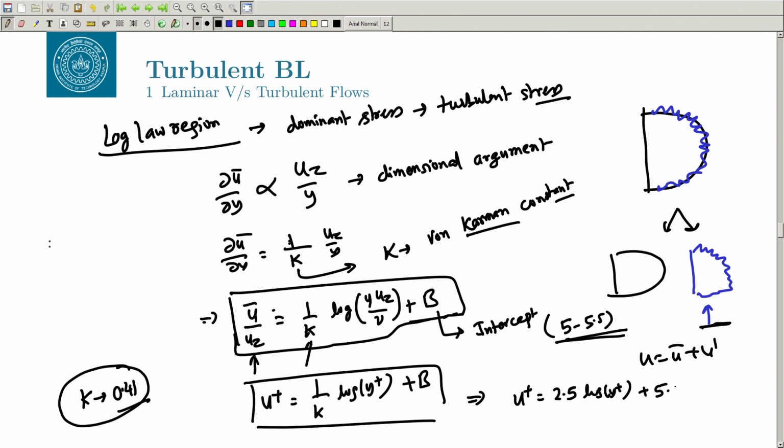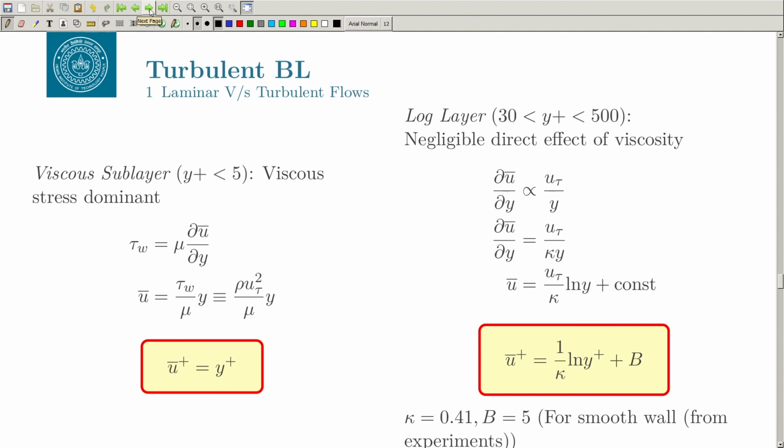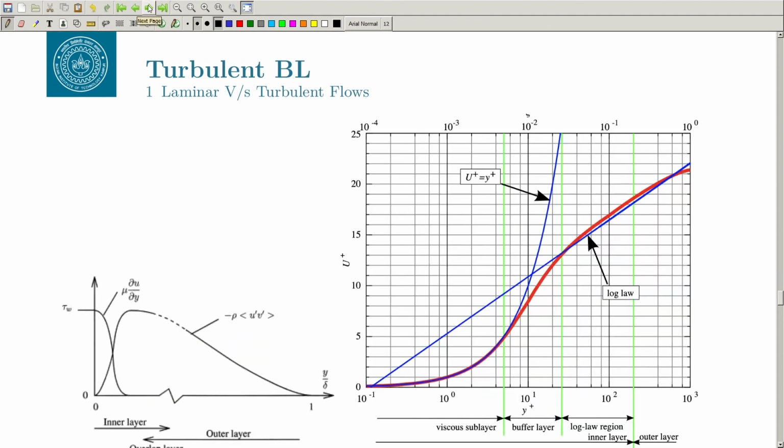Okay, let me put everything in the plot, or let me just show you the plot. This we have already discussed, this is 0.41 and 0.5. And this is the plot that I wanted to show you. So, this is the viscous sublayer, which is very close to the body. Remember, this is u plus equal to y plus.